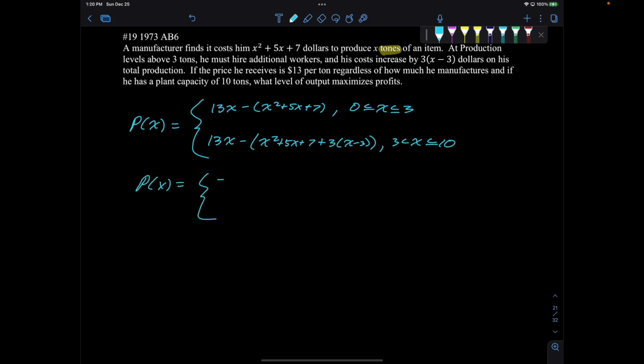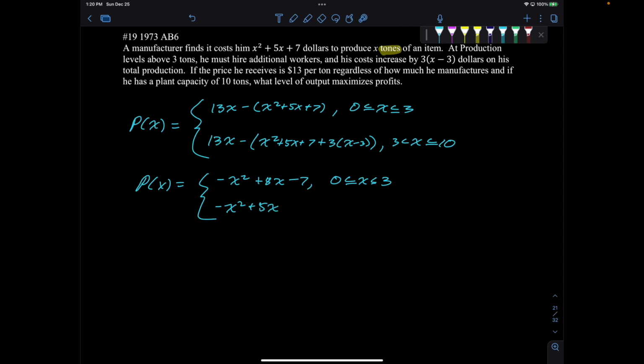All right, negative x squared plus 8x minus 7. So like you can help yourself out sometimes by doing a little bit of arithmetic. Negative x squared. What do we got in terms of x's? We got 13x minus 5x minus 3x. So 13x minus 8x is 5x.